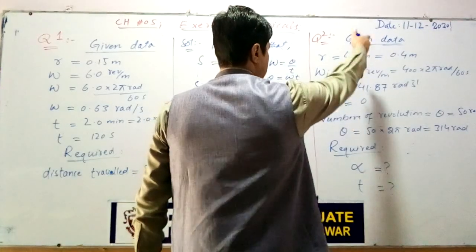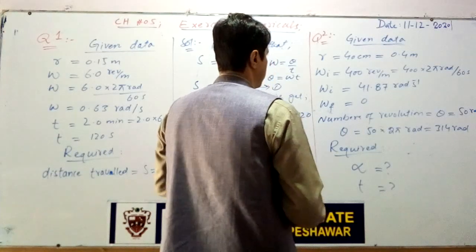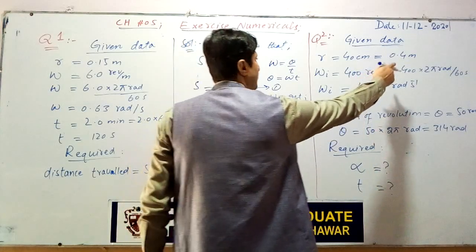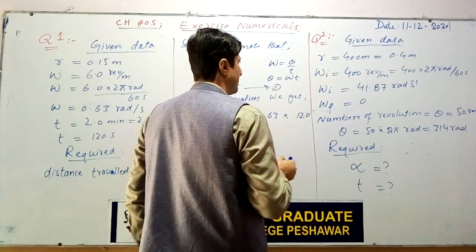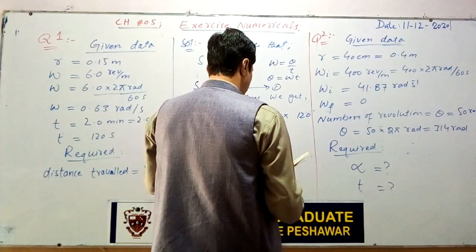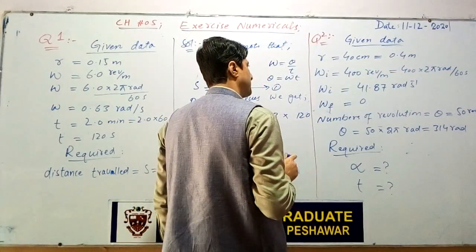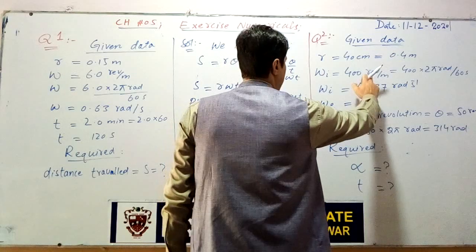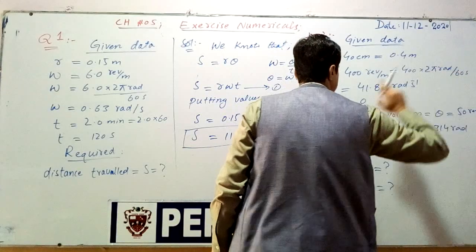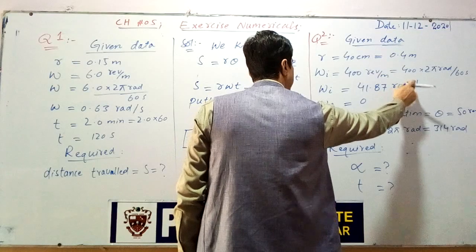Let me explain this once again. We are given a circular drum of radius 40 centimeters. So directly you have to write r equal to 40 centimeters and convert it into meter, which is equal to 0.14 meter. This drum is initially rotating at 400 revolution per minute. So 400 revolution per minute is converted to radian per second. Instead of revolutions we can write 2 pi radian, and instead of minute we can write 60 seconds. So it is approximately equal to 41.87 radian per second.